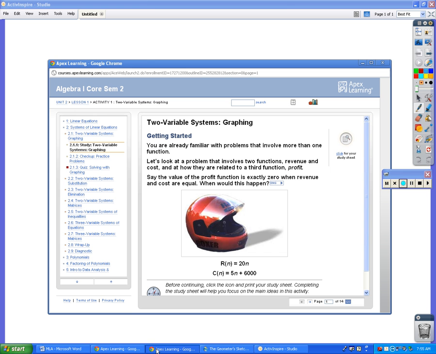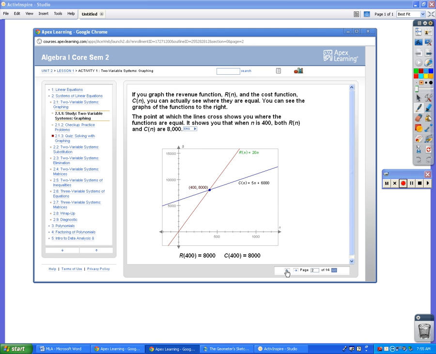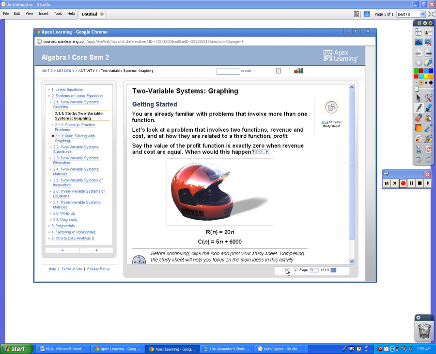Okay, here's what's going on with graphing two variable systems. What they're talking about here is that you're going to have two functions, one right here and one right here, and you're going to graph them both and see where the lines cross, and where the lines cross will be the answer that you're looking for, okay? And so I think you've done some graphing before, but let's take a look at the first one.